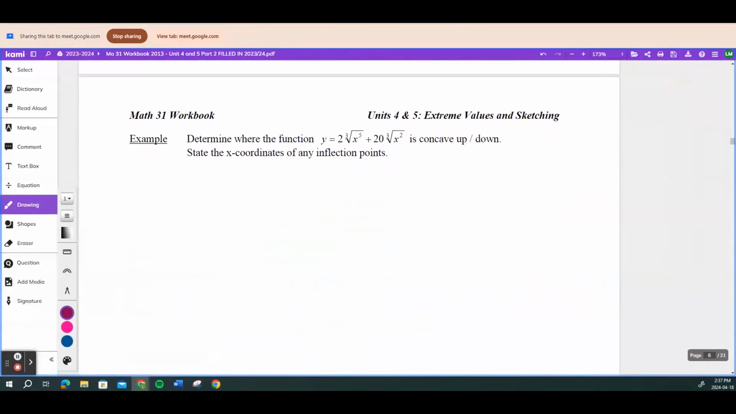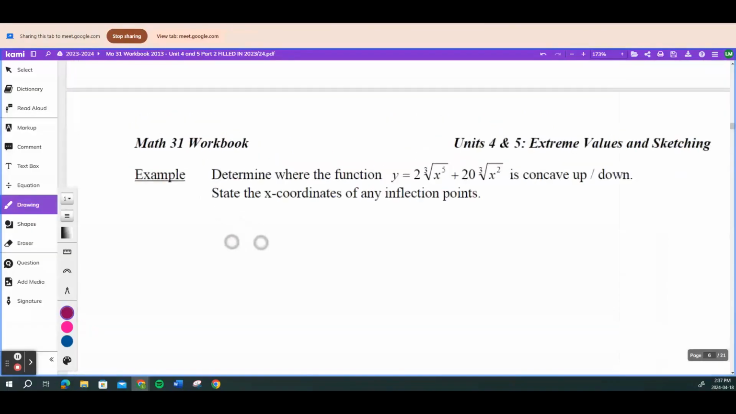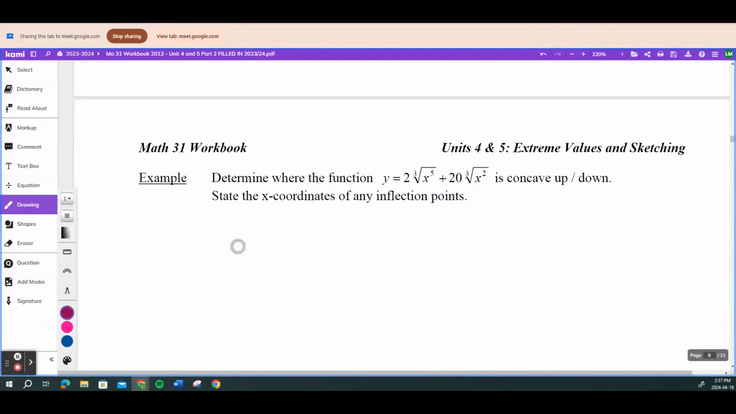Okay, so for our first example here, it says to determine where the function is concave up or down, and state the x-coordinates of any inflection points. So when you see words like concave up or down, that's your big hint to figure out the second derivative. Same with inflection point. That's another big clue that you need to figure out the second derivative.